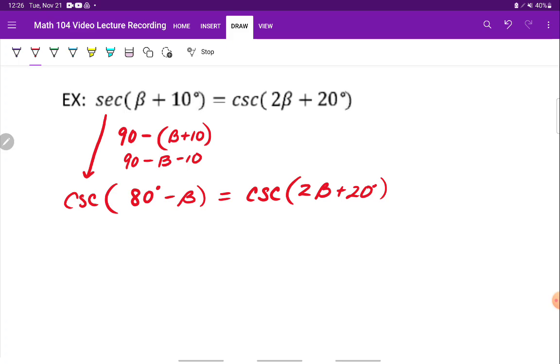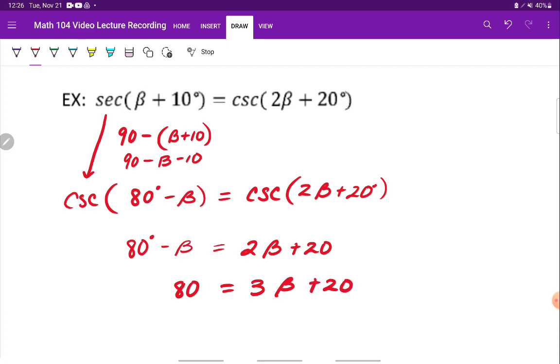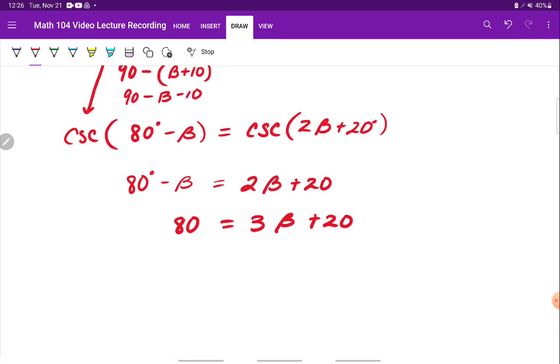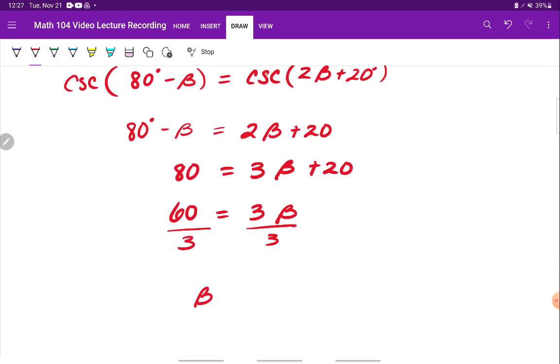Now that we've rewritten it in terms of the same trig function, we can set the arguments equal to each other. 80 minus beta is going to be equal to 2 beta plus 20, and we'll solve for beta. Adding beta to both sides, we get 80 equals 3 beta plus 20. Subtracting 20 from both sides, we get 60 equals 3 beta. And then dividing both sides by 3, we get beta to be equal to 20 degrees.